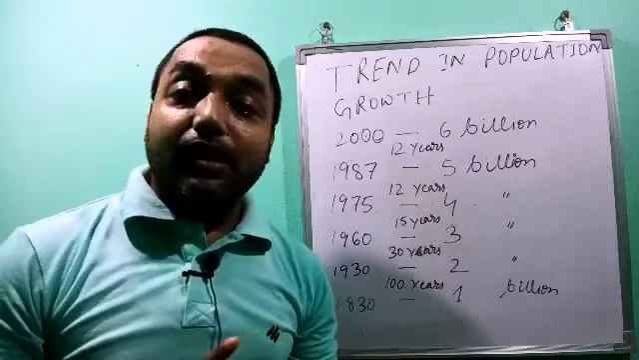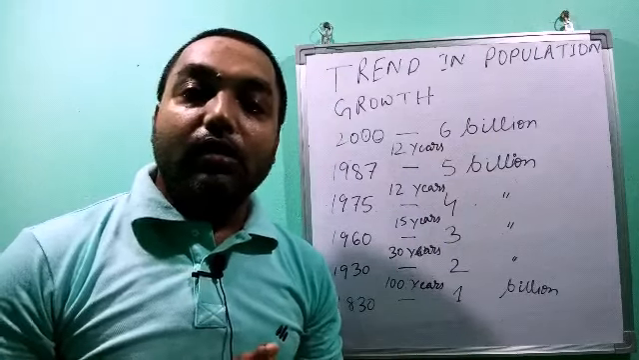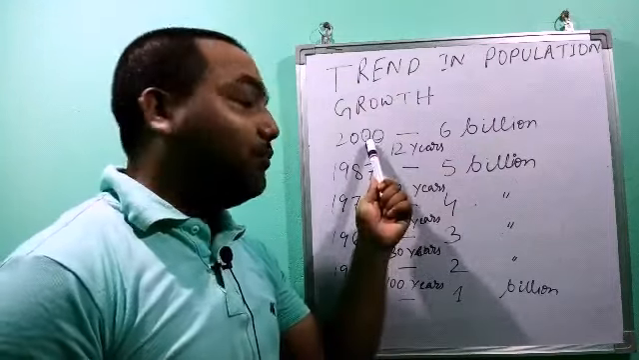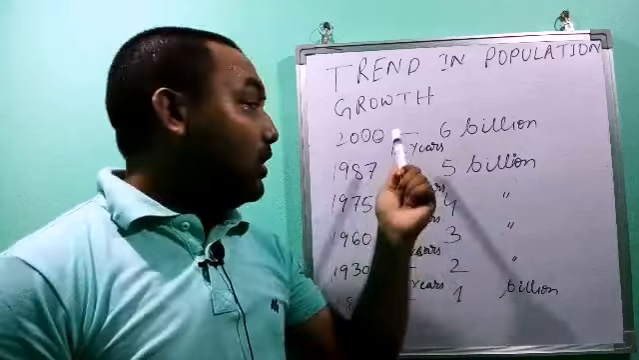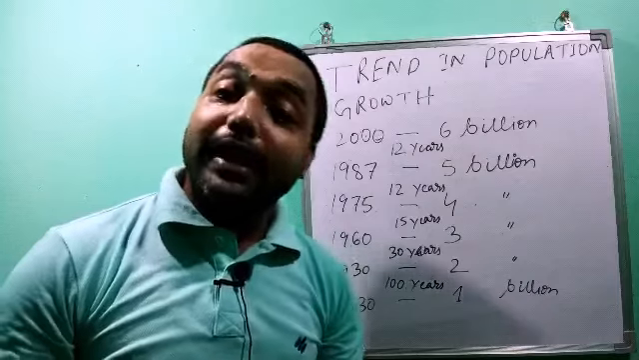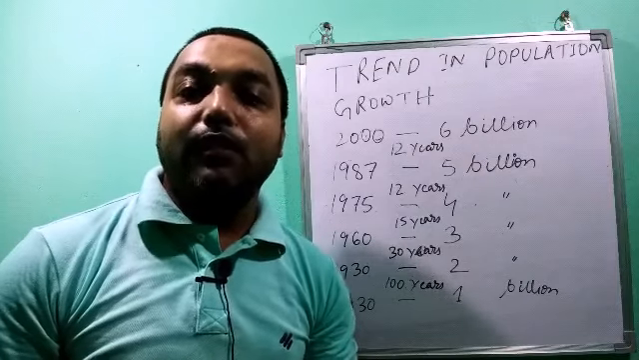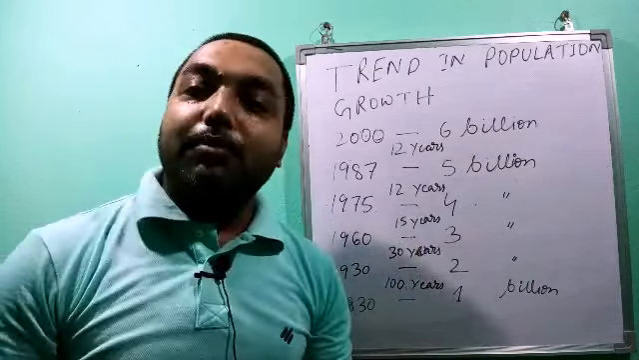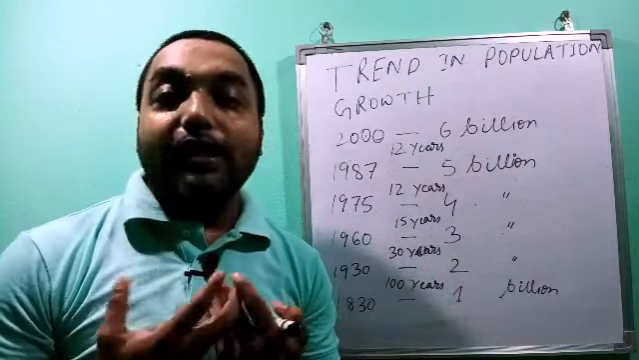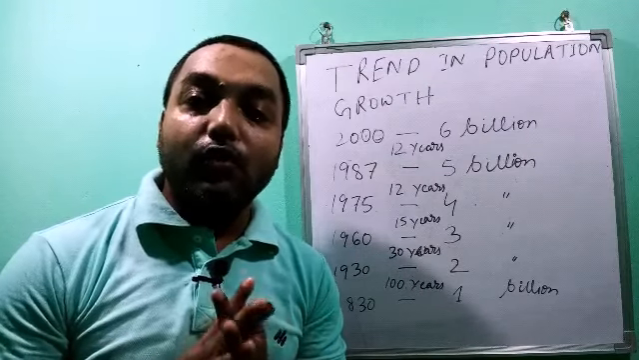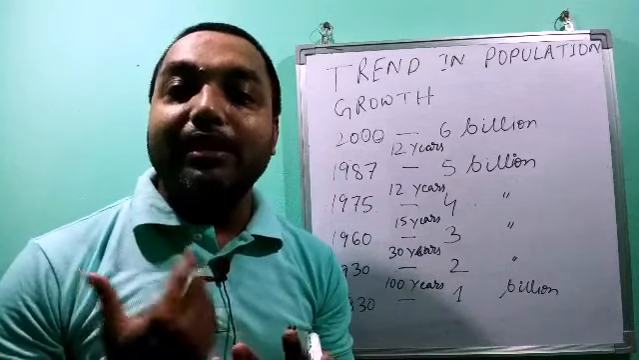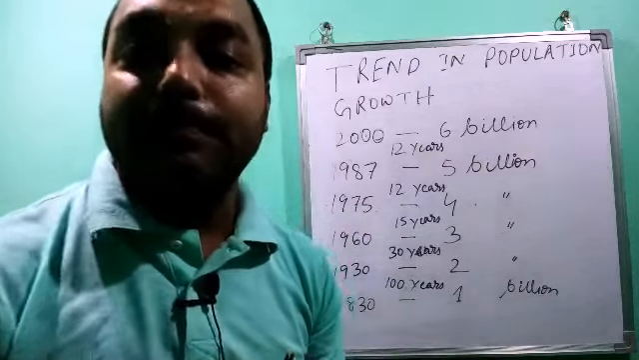So if we see the most recent or the most updated data, that is in the last 4 decades, from around 1980, in these 4 decades, the population growth has been very rapid, very fast. Now why is it so? Why has the world population grown so rapidly in these 40 years? What has happened in these 40 years? Let us discuss that.